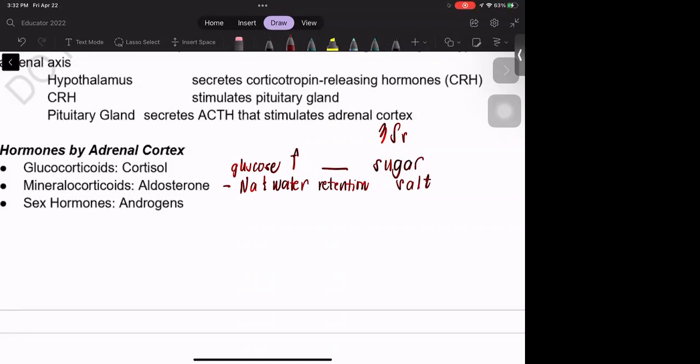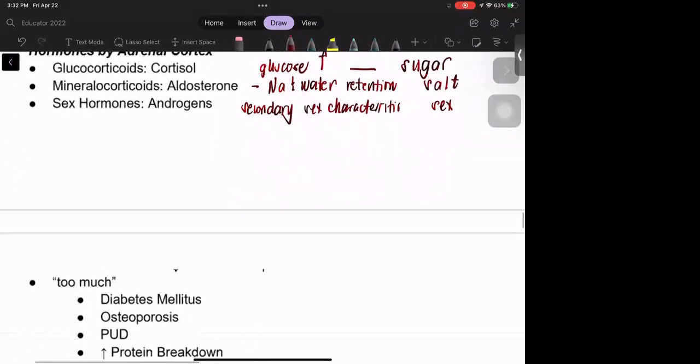Then, class, your sex hormones, your androgens, that would be talking about your secondary sex characteristics, and even your libido. So, secondary sex characteristics, libido, and for the 3 S's, of course, that would be sex. Okay, salt, sex, and sugar. Please remember that. That's the 3 functions of your adrenal cortex.